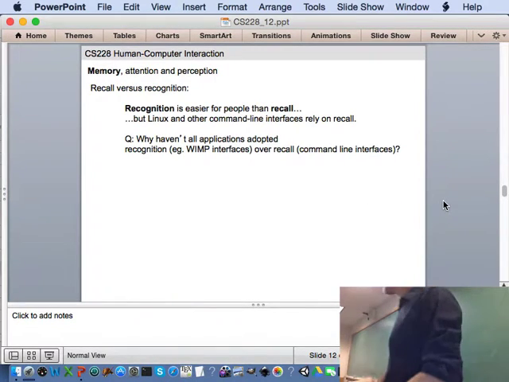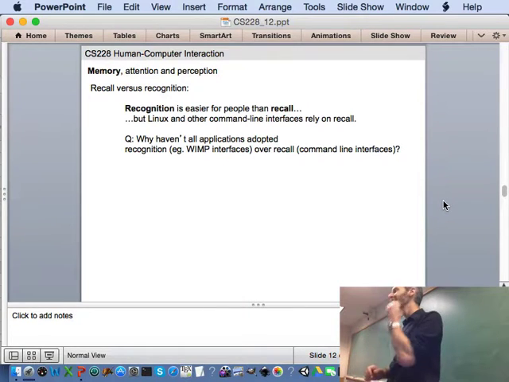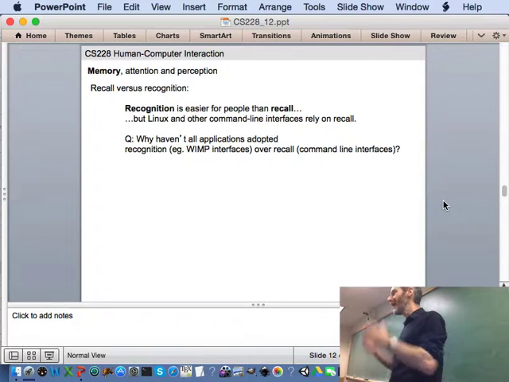We've already talked about recall versus recognition, right? It's easier to recognize something on the screen than it is to be presented with a blank screen and try and remember what the command on Linux is for listing all files in chronological order. So if that's true, why haven't WIMPs or graphical user interfaces completely replaced command line operating systems?